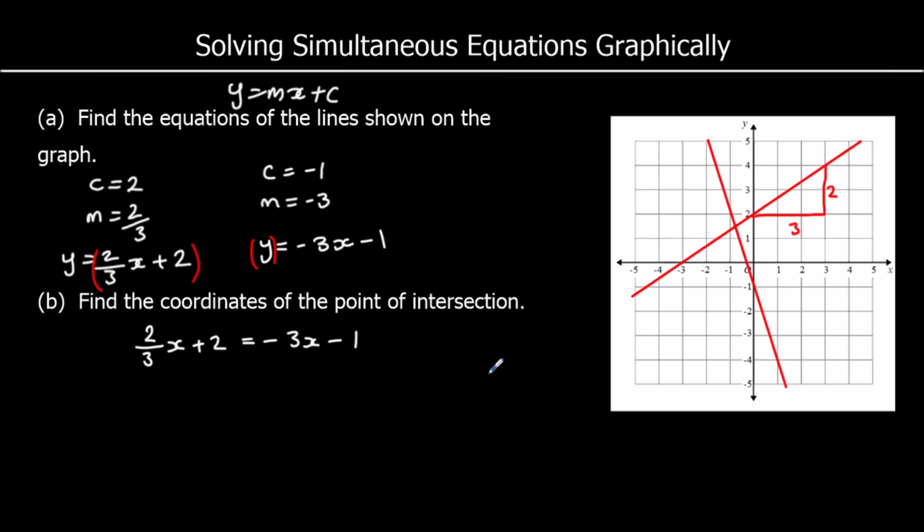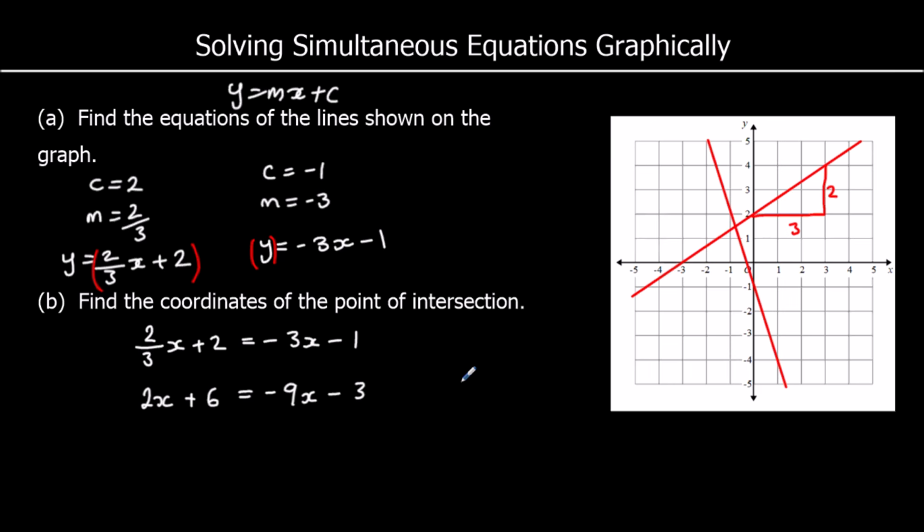We could multiply through by 3 to start with, which will get rid of the fractions. It doesn't matter which one you do, you should get the right answer if you deal with the fraction now or later. I'm going to deal with it now, so I'm going to multiply every term by 3. So 2/3 times 3 is 2, so we've got 2x plus 2 3s are 6. -3 times 3 is -9, so -9x minus 3. So I've multiplied every term by 3.